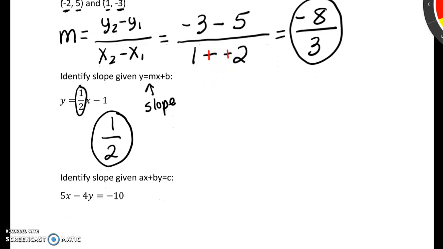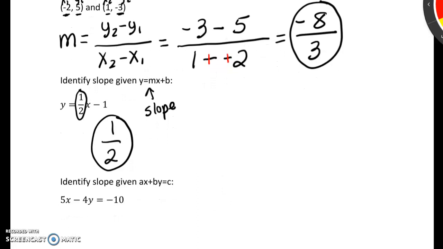Okay, and then the last way that we have to do it is when we're given it in the form of ax plus by equals c. Okay, so when I do it and it's in this form, my slope, I'm going to take negative a over b. So here, this is my a and this is my b. So a is 5 and b is negative 4.